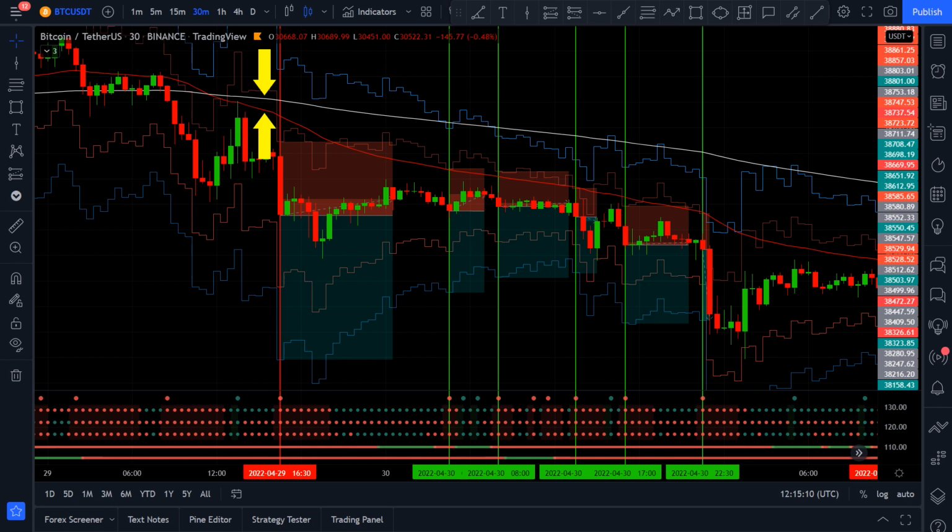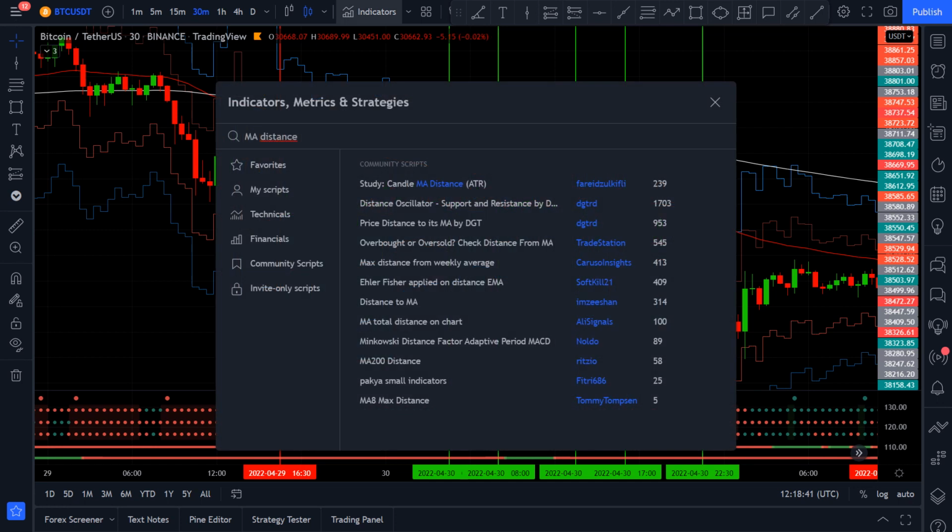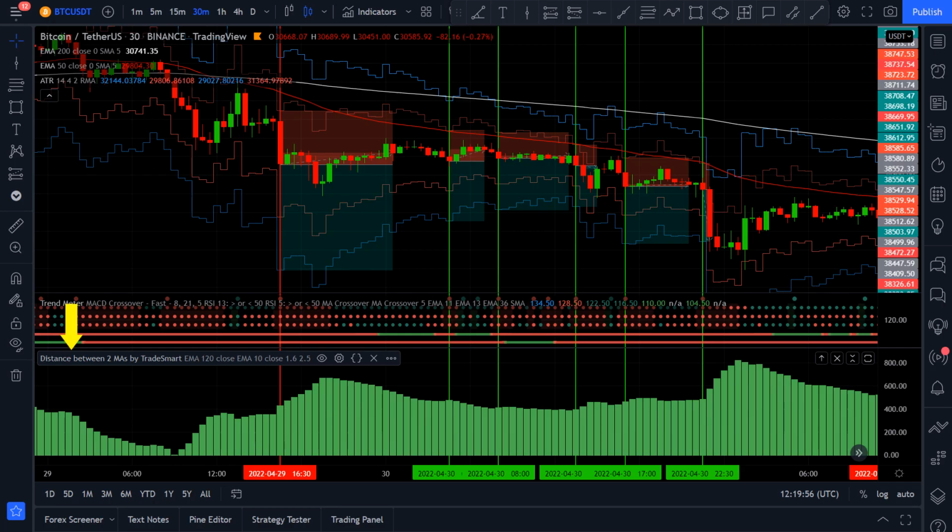To make it easy spotting such conditions, I searched for an indicator that measures the distance between two moving averages. Sadly, I couldn't find anything like that, so I asked David, our PineScript coder, to make an indicator for this purpose. And you can see the final result here.